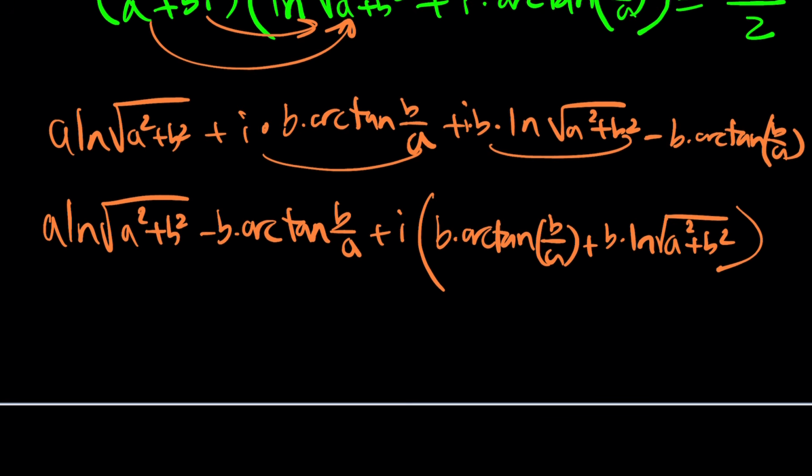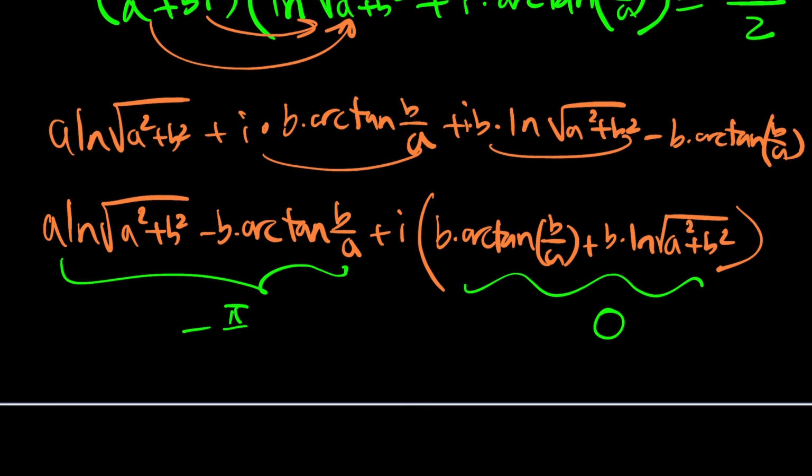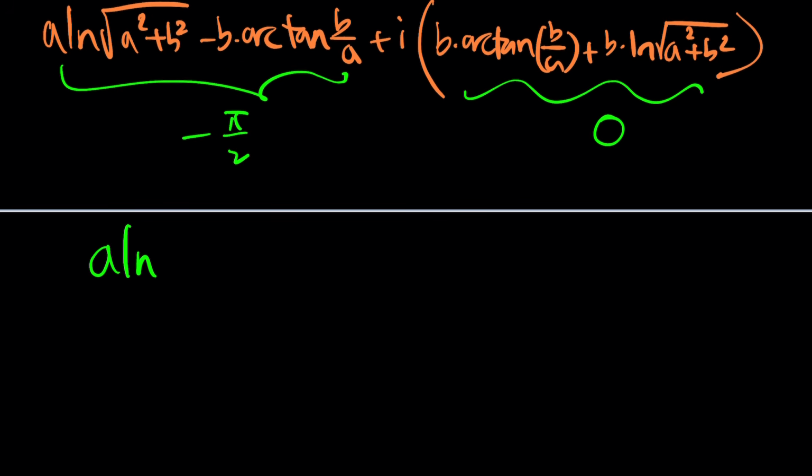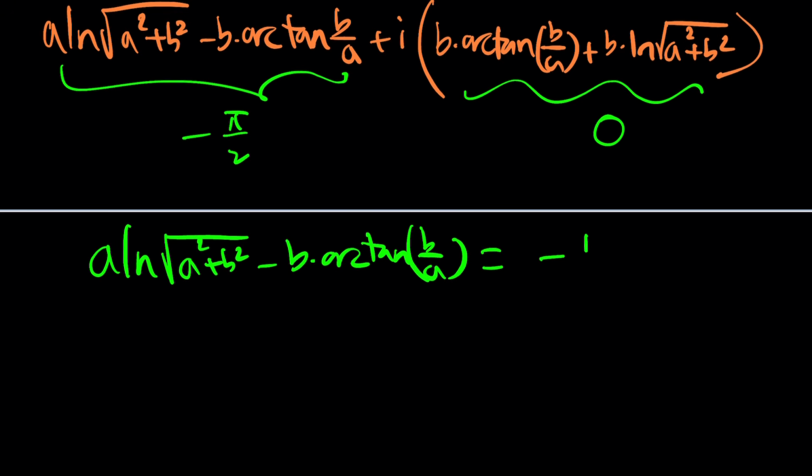We want it to equal a real number, which means its imaginary part will be 0. And factoring out b is a good thing, because if b does not equal 0, then we get something else from there. And of course, this should equal negative pi over 2. So that gives you a system, a ln square root of a squared plus b squared minus b times arctangent b over a is equal to negative pi over 2. Both sides are real numbers. And this is equal to 0. And if you factor out b and divide by that, you're going to get something simpler.